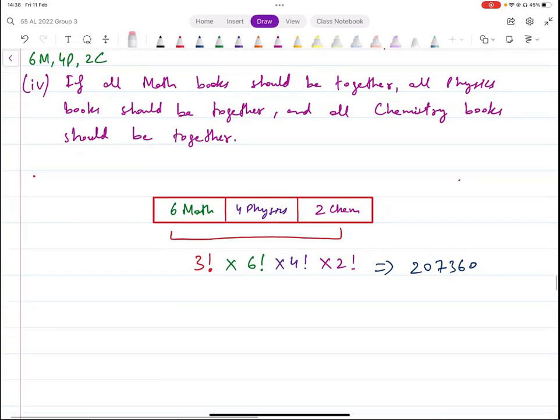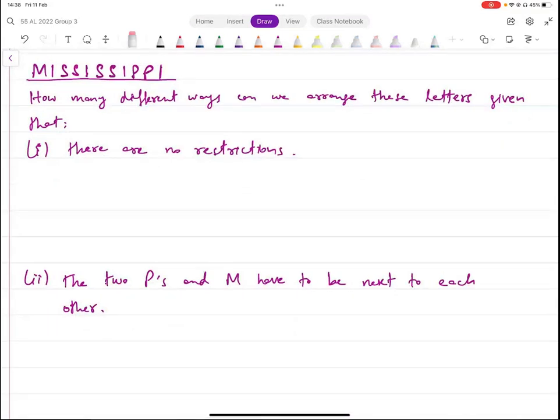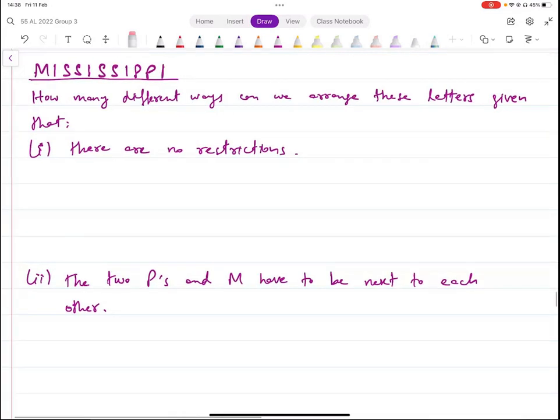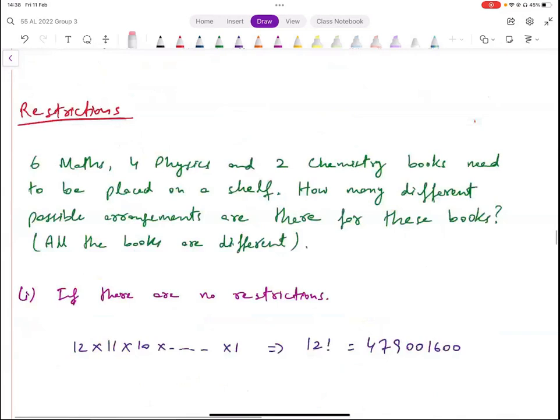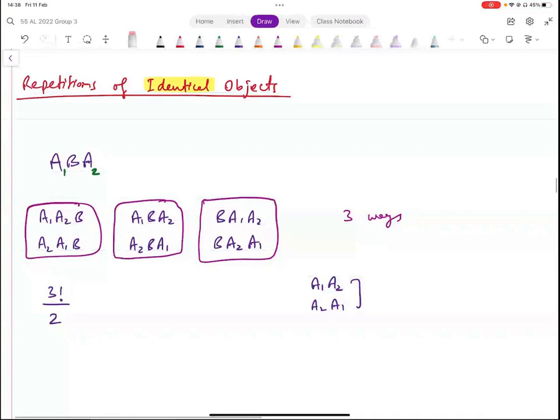Okay, let's move on. Now we want to look at another case. In this case, it's very similar to what we've done before, but now it's a combination of 2 different concepts that we've done. Now what is here? We've got some repetitions as well, and then restrictions also come along with that, right? So we've talked about repetitions, how we're going to deal with repetitions, how we have to divide from some arrangements when we have some repetitions of some identical objects.